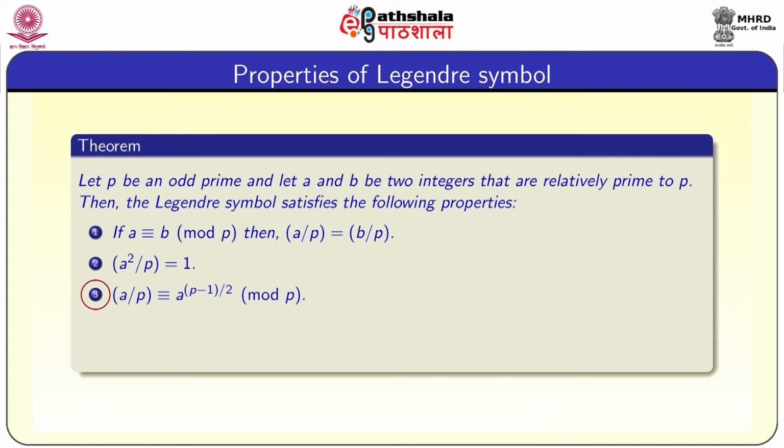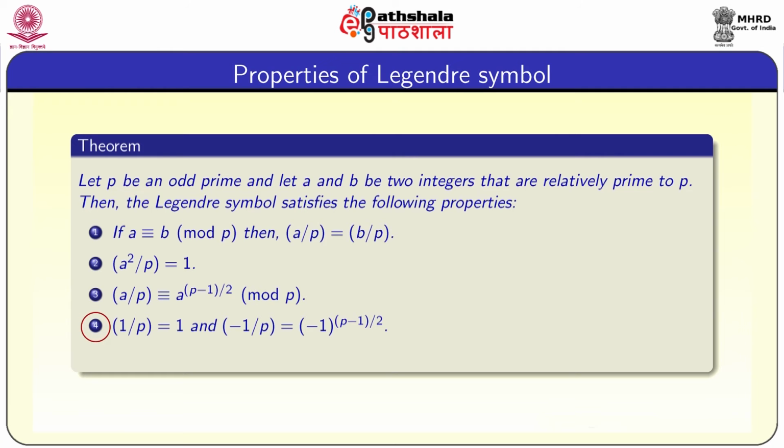And (a/p) is congruent to a^((p-1)/2) modulo p. This comes from Euler's criterion. If a is a quadratic residue, then a^((p-1)/2) is 1. If a is a quadratic non-residue, we know that a^((p-1)/2) is -1. So that is related to the Legendre symbol.